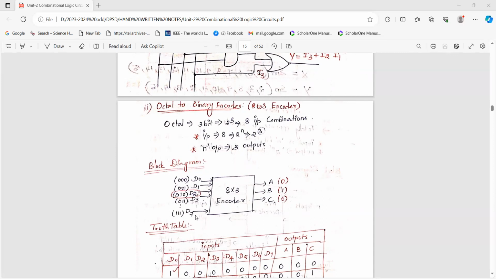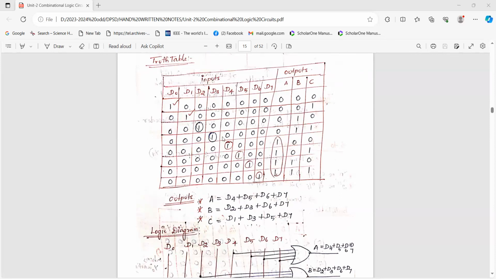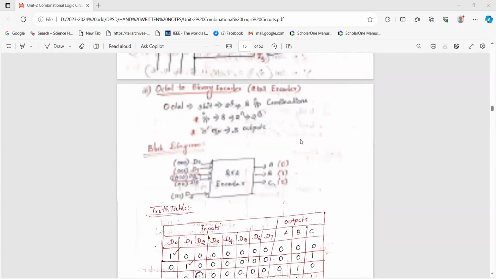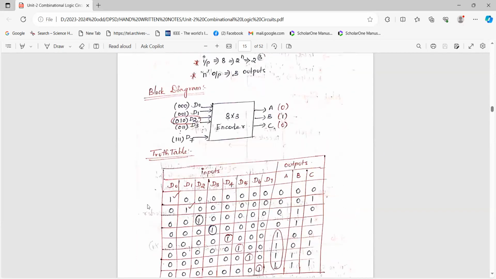So D0, D1, D2, D3. For representing 3 bits, there are 8 possible combinations from 000 to 111. D0, D1, D2, D3, D4, D5, D6, D7 are the inputs, and ABC is the output. Whenever D0 is activated, D0 is equal to 1, then the output is 000. When the second input is 1, then 001 will appear in the output. Likewise, we will represent this 8-bit data in 3-bit format.